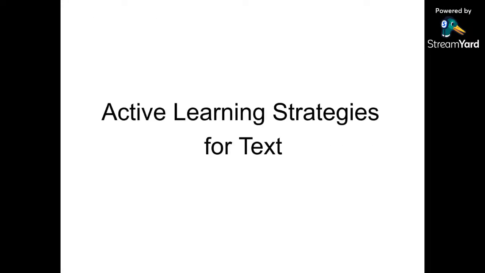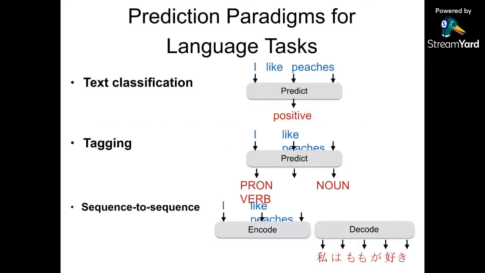And let's talk about some of the strategies for text. We talked about images, and there is more research in active learning for the image field, less in text. Let's talk about that. How can we do text level active learning?